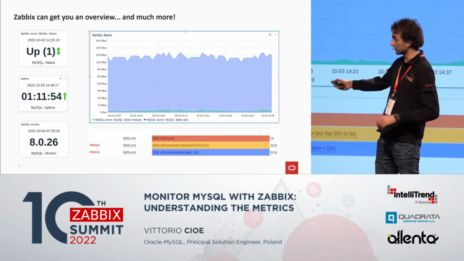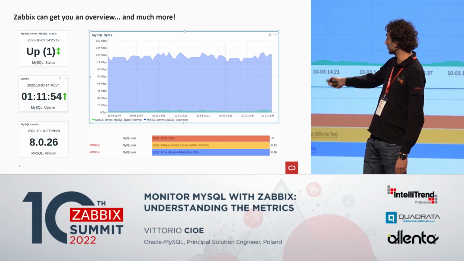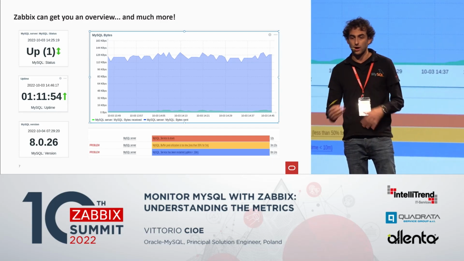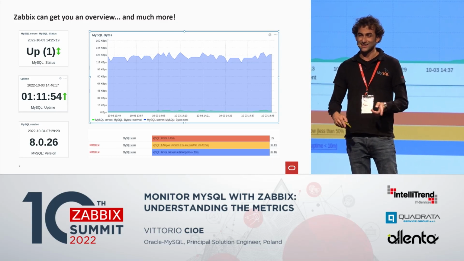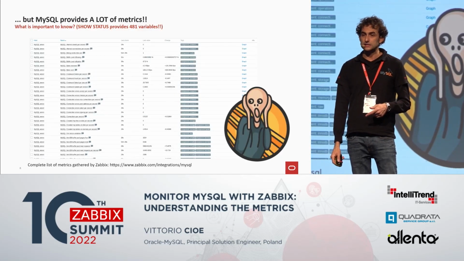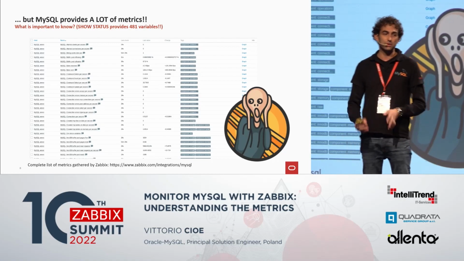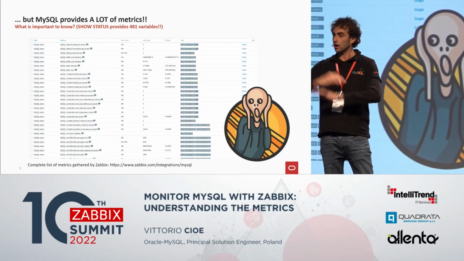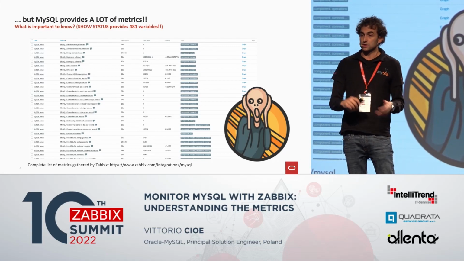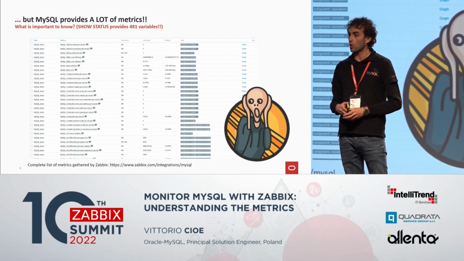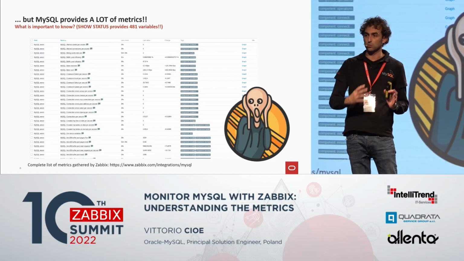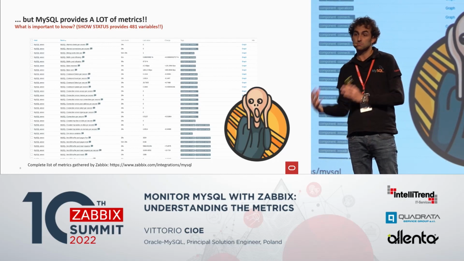So we can see, for example, if the server is up, the uptime and other general metrics, if you are having a problem. And here it gets difficult, because MySQL provides a lot of metrics to Zabbix, really a ton of them. So do we need to know all of those metrics? What's important to know, and once we understand what's important to know, what does it mean?